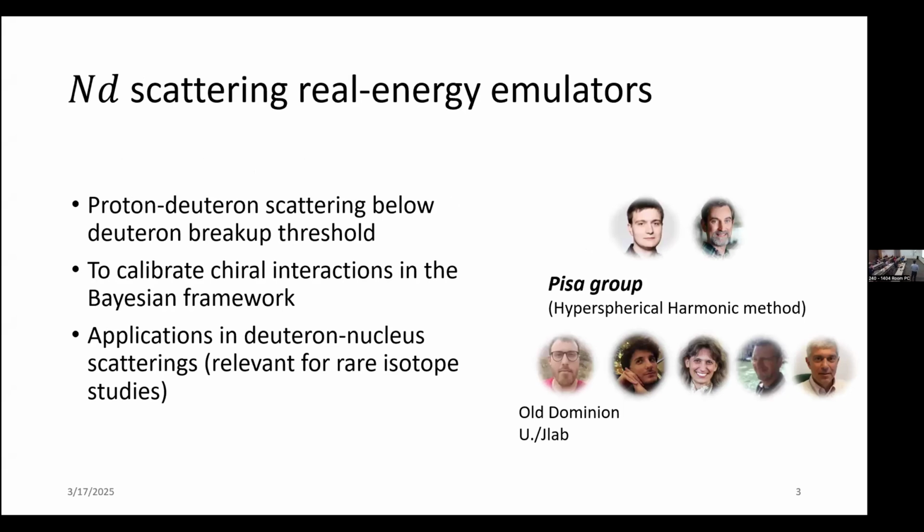So, a quick update on N-d. We're looking at proton-deuterium scattering below the deuterium breakup threshold. The goal is to eventually use that to calibrate functions using Bayesian analysis. Of course, looking into the even further future, you could apply this kind of framework to neutron-nucleus scattering, which would be relevant to isotope studies. It involves people from our collaborations and also the group that has been working on the few-body continuum for a long time.